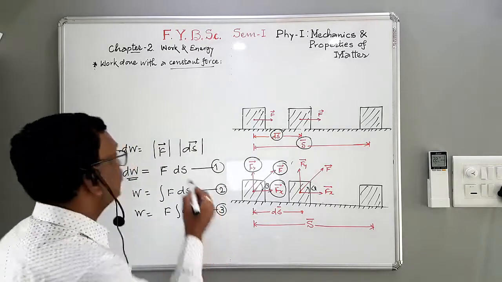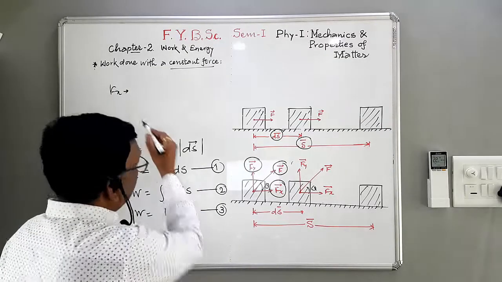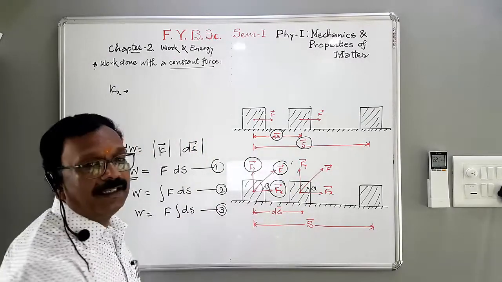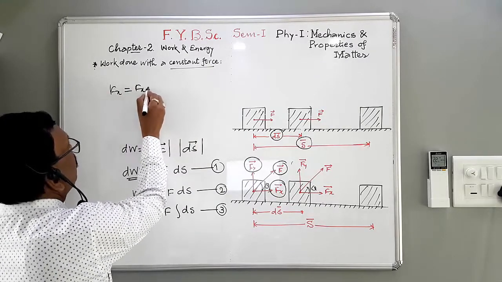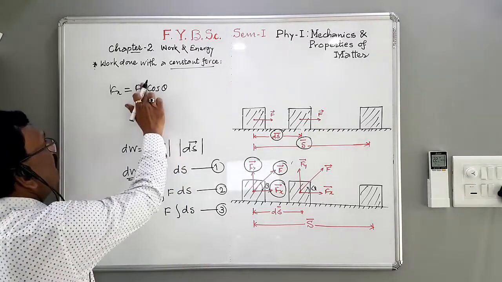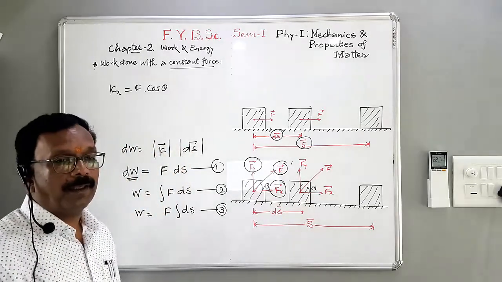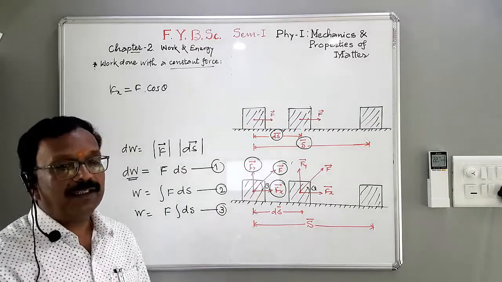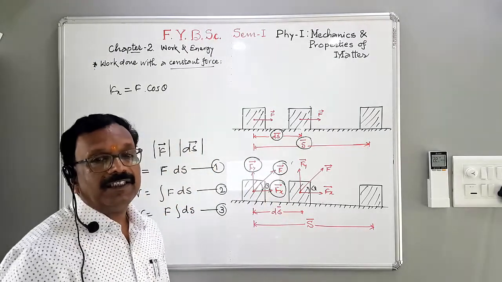So the magnitude of two components are given like this: Fx, and this Fx is along the direction of displacement ds, such that Fx is equal to F cos theta, or simply F cos theta. Fx is F cos theta, that is in the direction. And second component Fy, and this component Fy is along the direction perpendicular to the displacement ds.